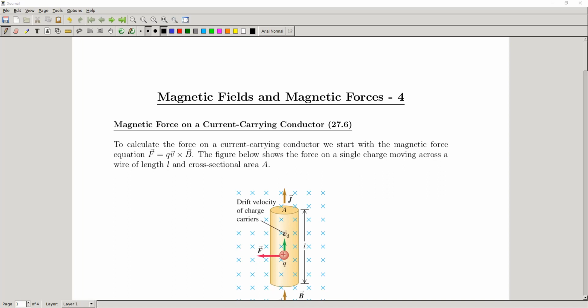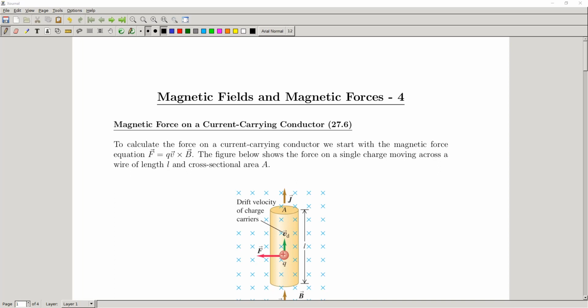Okay, this is going to be our fourth video in our magnetic fields and magnetic forces series. In this video, we're going to be covering all the content from section 27.6. We're going to be talking about magnetic forces on current carrying conductors. Okay, and so we'll get started here.